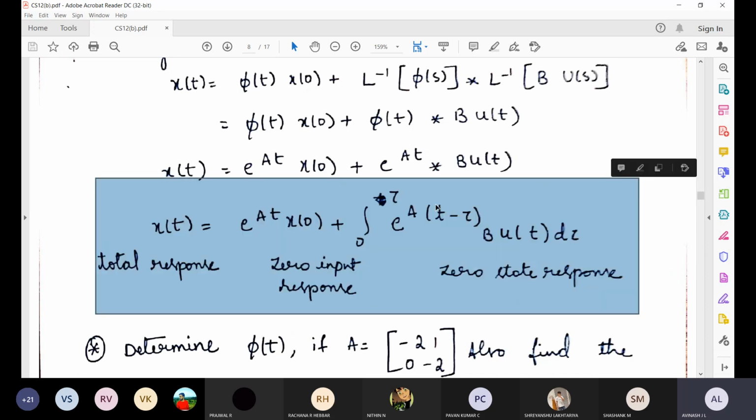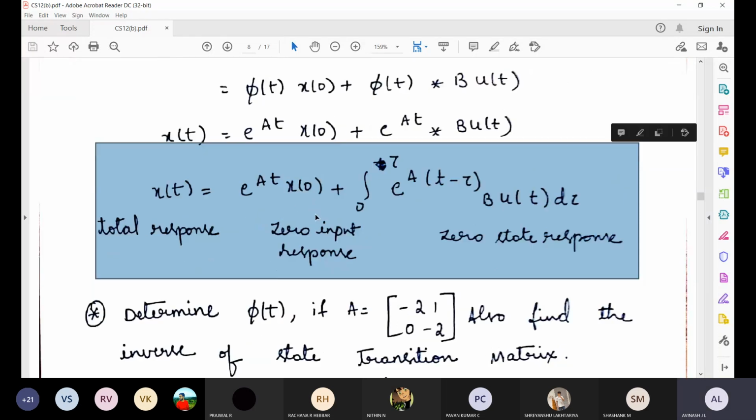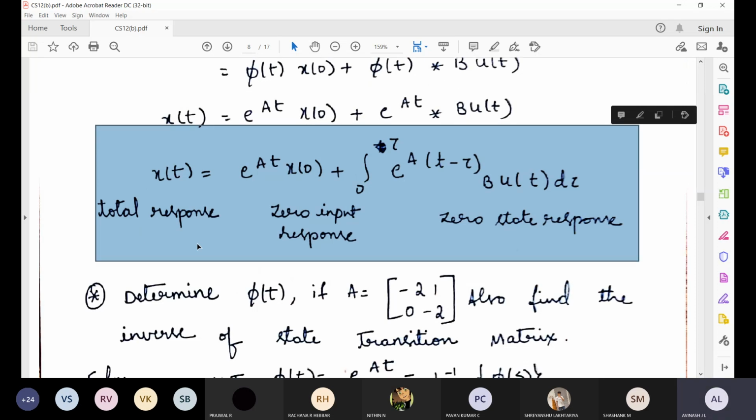So here I can understand this. x of t will be equal to this particular expression. Here I can say that the total response will be equal to the zero input response plus the zero state response. Once we get the zero input response and the zero state response, this is the non-homogeneous solution.